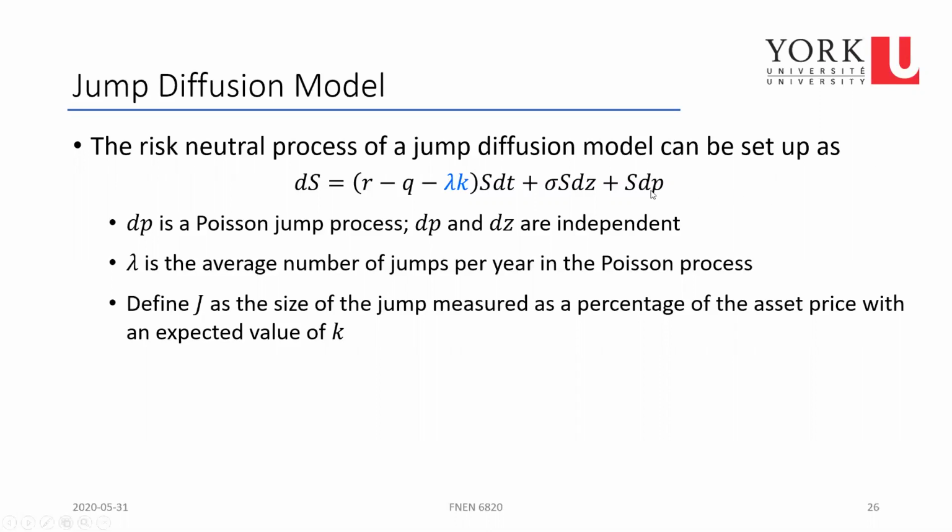Now, in the Poisson jump here, there is actually an expected change. So we have to correct that, because you have it here, which is not just random, this also has an expected change here. So you have to correct that expected change by reducing the drift by lambda times k.